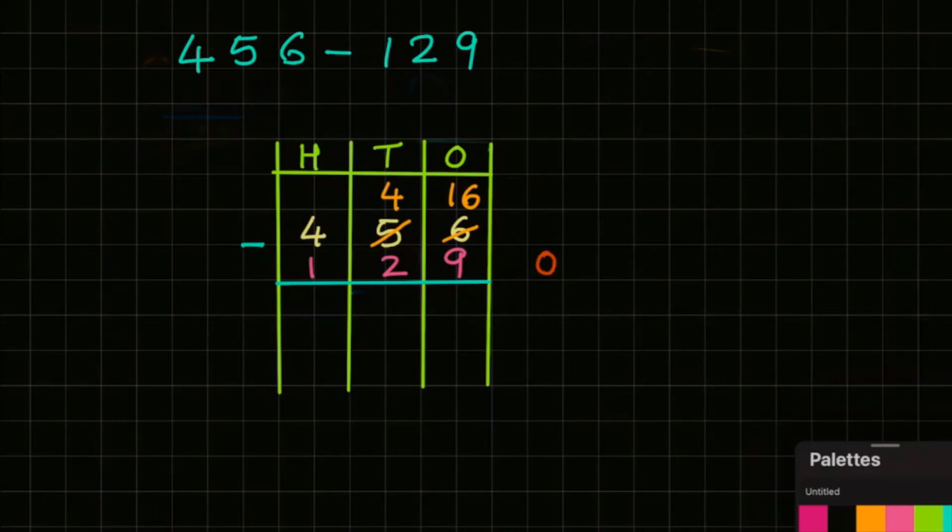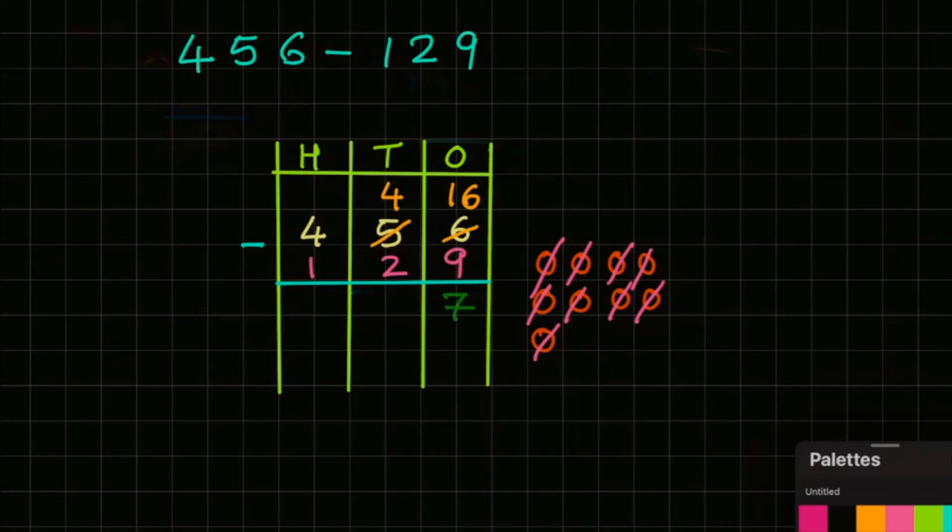So let's draw the 9 objects over here. 1, 2, 3, 4, 5, 6, 7, 8 and 9. And let's start counting backwards from 16. So let's do that. 15, 14, 13, 12, 11, 10, 9, 8 and 7. So the answer is 7.